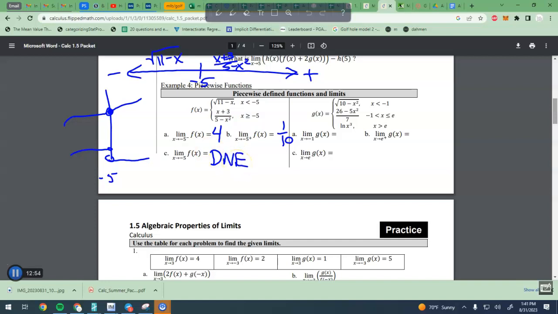If they were both 4, this would be 4. If they were both 1/10, this would be 1/10. Number 5 splits it into 3 parts, so it gets a little trickier. You just have to wrap your mind around which one to plug in.